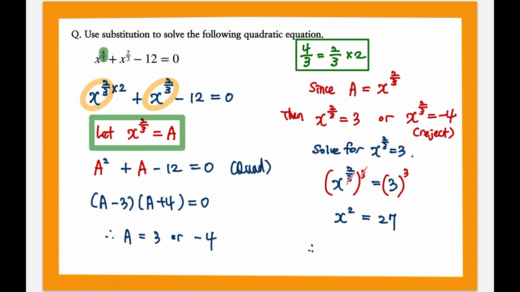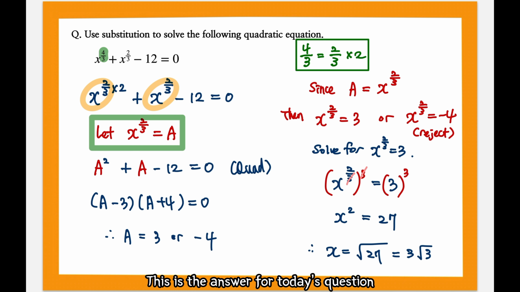Therefore, the x value is equal to root 27, which is 3 root 3. This is the answer for today's question.